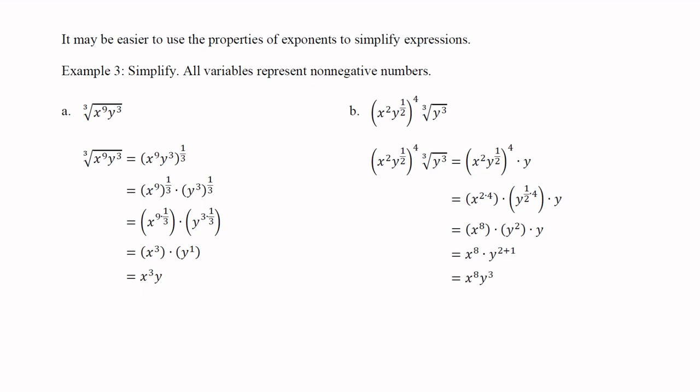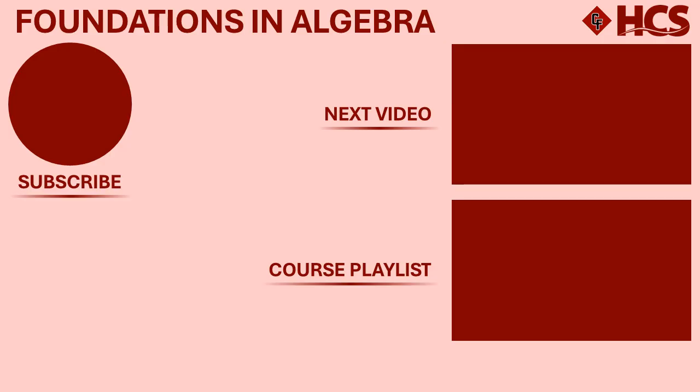Again, why do we want to go through all of this? Because x to the 8th times y to the 3rd is much easier to work with in the context of a bigger problem than the mess that we started with.